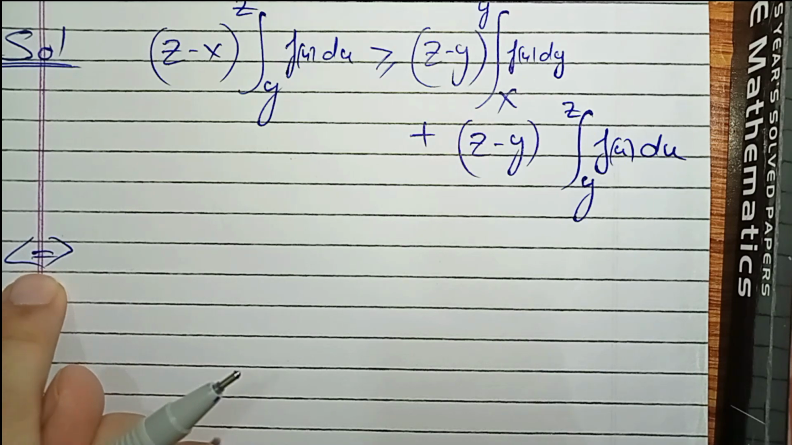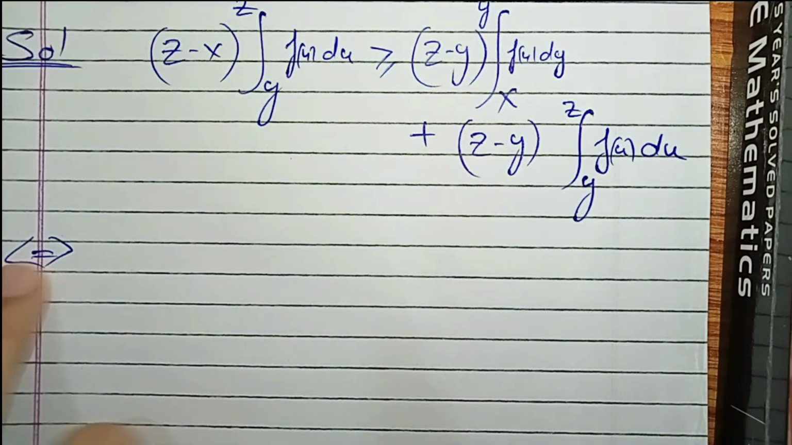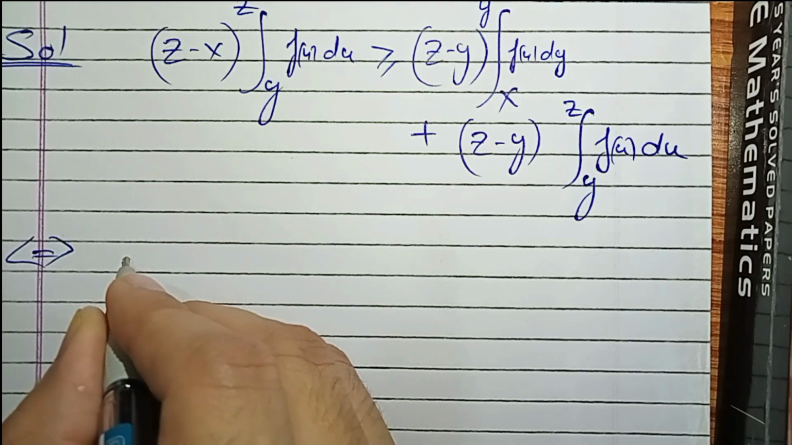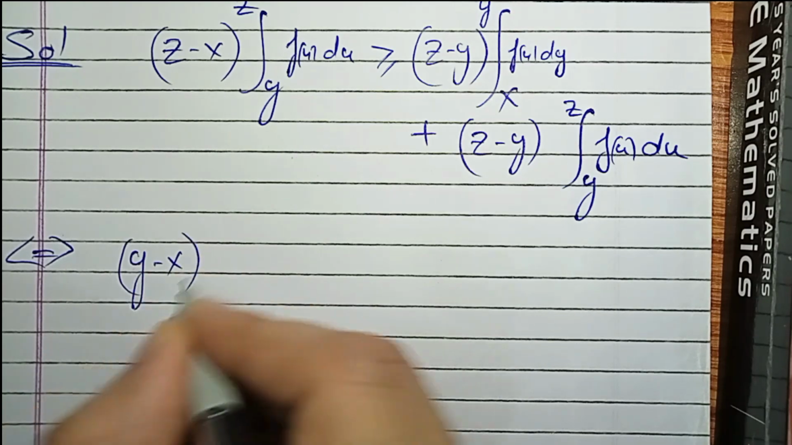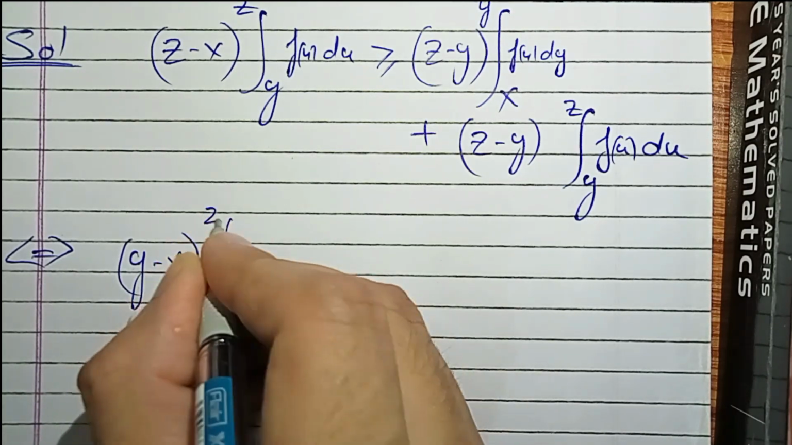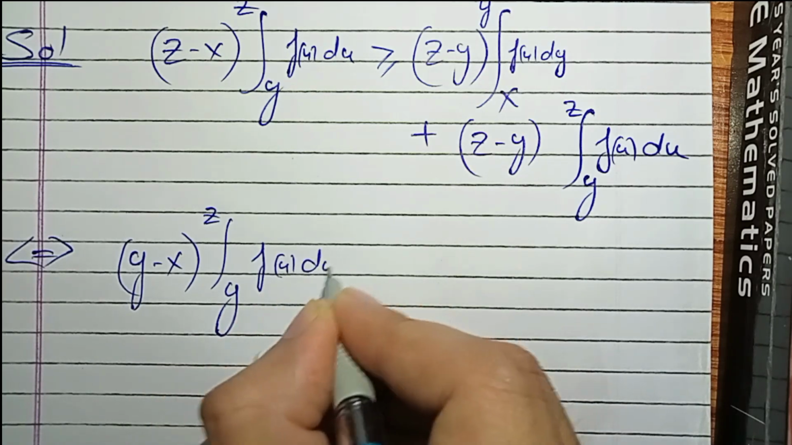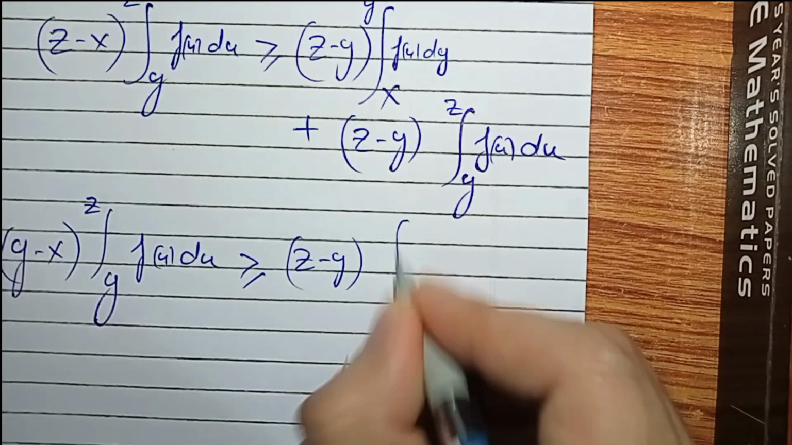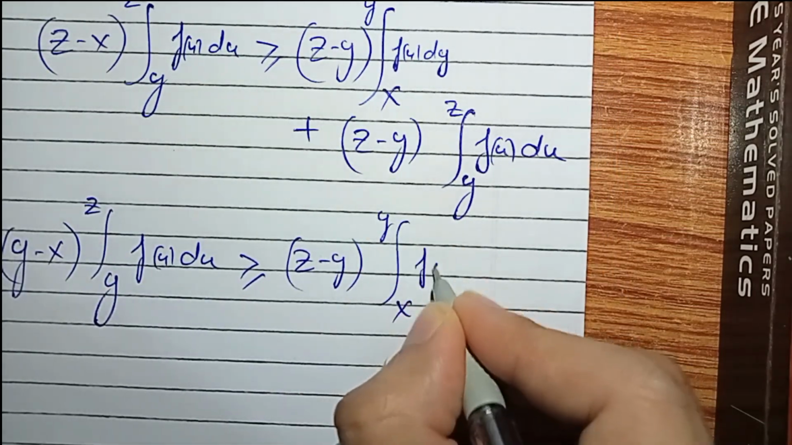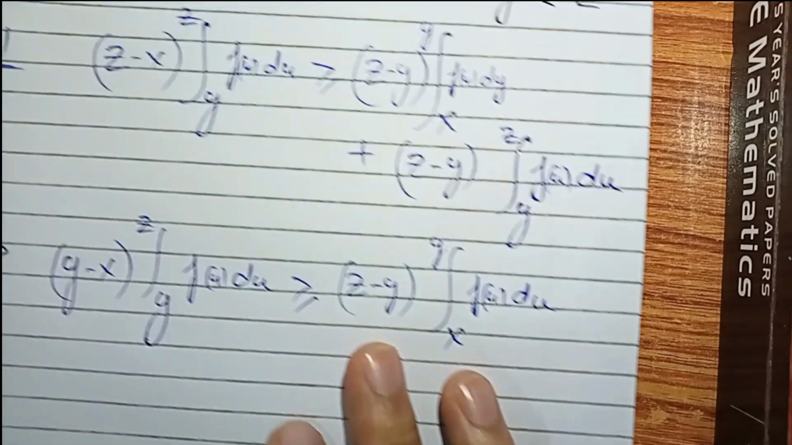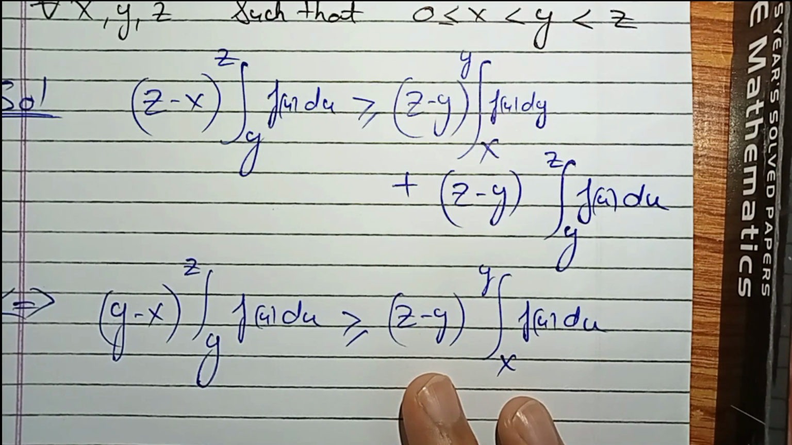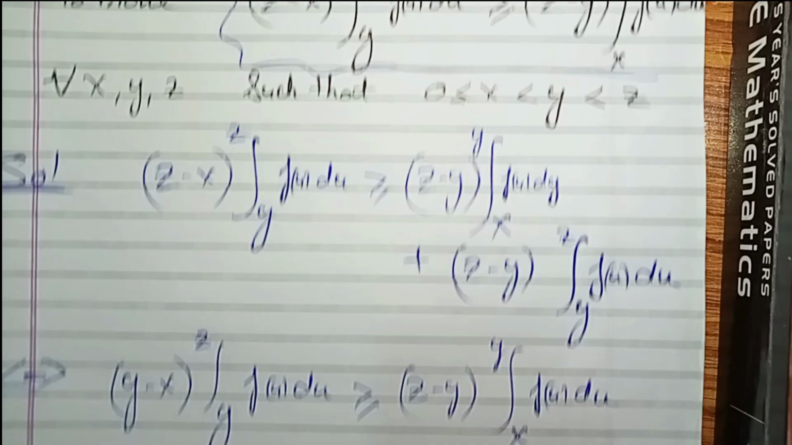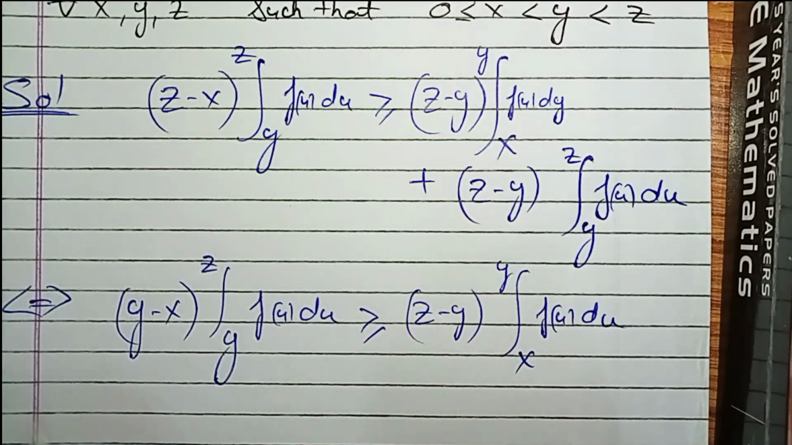Let me just write this step. So I would have y minus x times the integral from y to z of f(u) du is greater than z minus y times the integral from x to y of f(u) du. Okay, so we have reduced our original problem to this form.